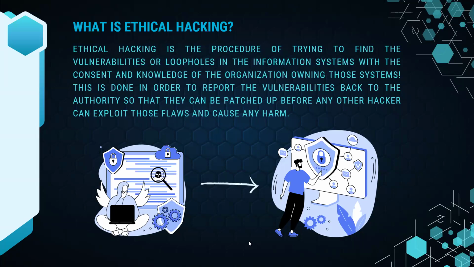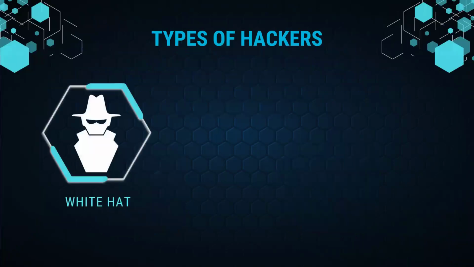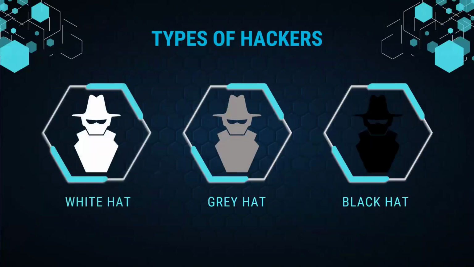Okay, assuming no questions, let's proceed further. Depending on these two definitions, now we can categorize the types of hackers as well. And there are three broad categories. There's someone known as a white hat hacker, there's someone known as a gray hat hacker, and then there's someone known as a black hat hacker.